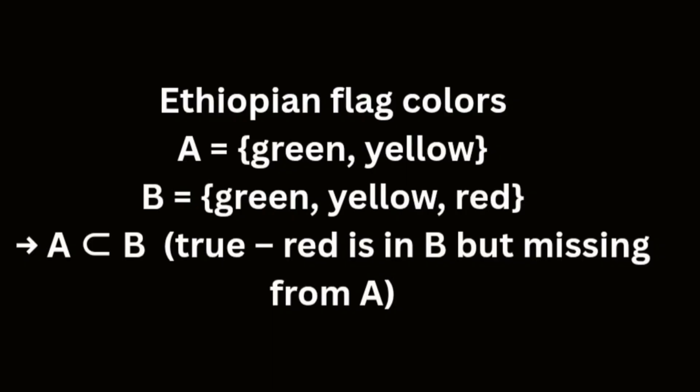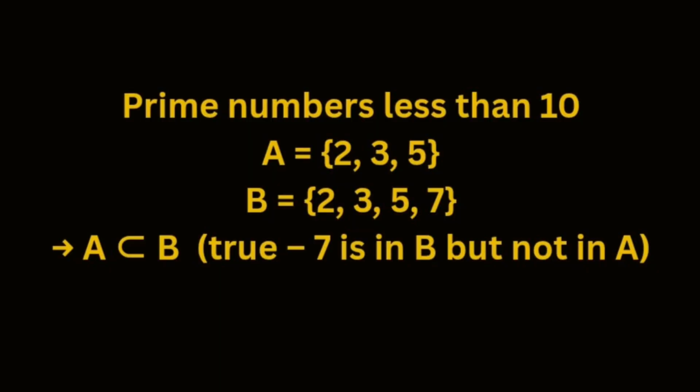The fourth example, Ethiopian flag colors. Set A: green, yellow. Set B: green, yellow, red. A is a proper subset of B is true because red is in B but not in A, or missing from A. The last example, the fifth example, prime numbers less than 10. Set A: 2, 3, 5. Set B: 2, 3, 5, 7. A is a proper subset of B is true because 7 is in B but not in A.